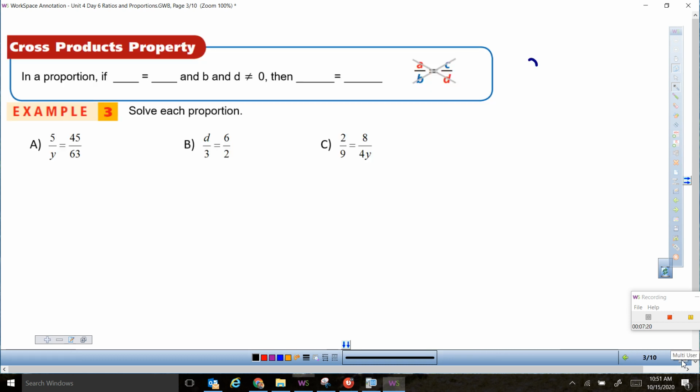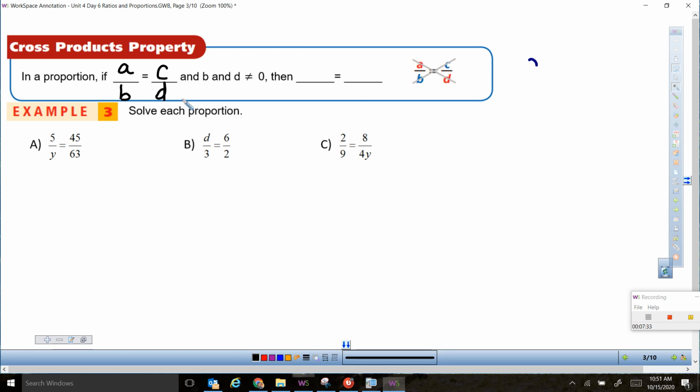Next part, the cross product property. It says that in a proportion, if this is A over B is equal to C over D, so that is a proportion. A proportion is when you have two fractions that are set equal. And we need to fill in the blanks, and it says B and D cannot equal 0.